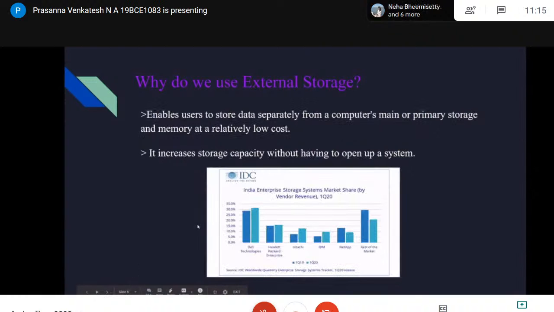This is also really important since the cost of external storage systems is very low, and the storage capacity of a computer, laptop, or in these modern days, smartphone, increases multifold thanks to external storage systems. Below is a picture showing, in 2020, the major companies producing these storage systems: Dell Technologies, Hewlett Packard, Hitachi, IBM, NetApp, along with the rest of the market. You can see that Dell Technologies is the major producer of external storage systems. Now over to Arvind.